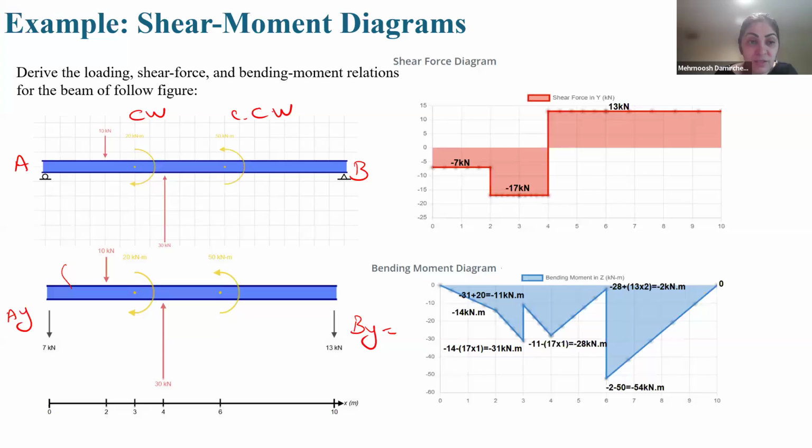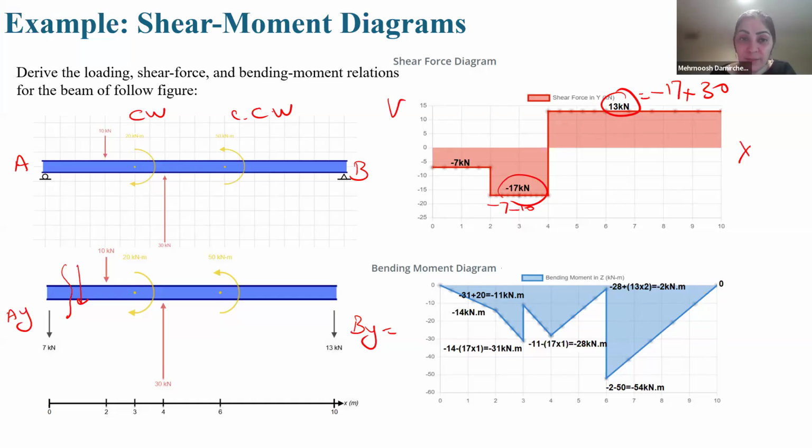For shear force, the first region, V should be this, V downward, 7 downward. So V is minus 7 kilonewton. We reach to this because 10, it is downward, drop: minus 7, minus 10, we reach to minus 17. We reach to 30, so jump upward. Minus 17 plus 30, we reach to 13 kilonewton. So it is the shear force, or V, as a function of X.